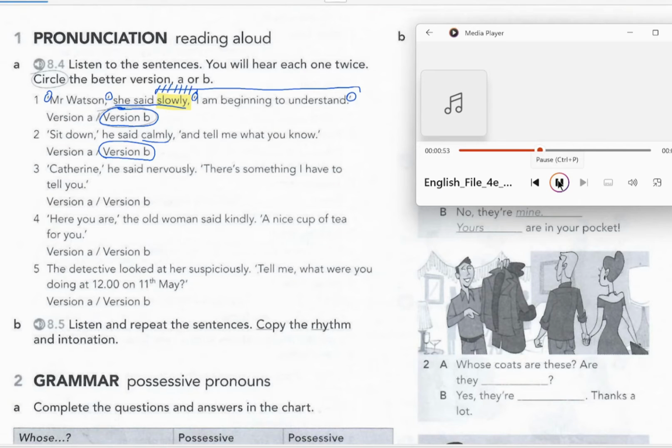3. Version A. Catherine, he said nervously, there's something I have to tell you.